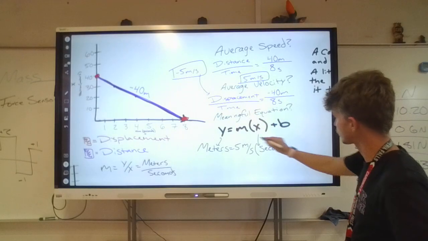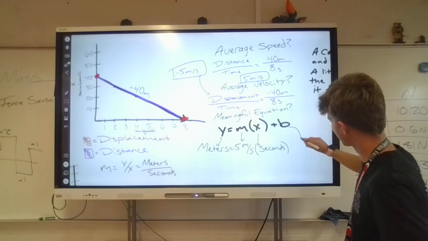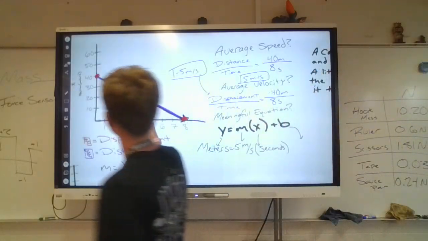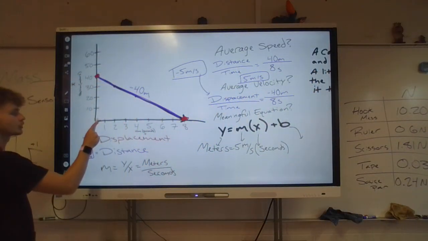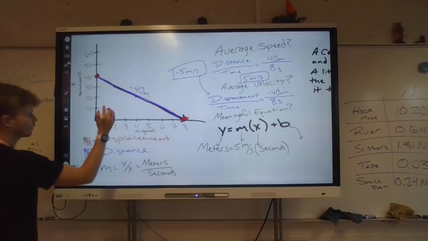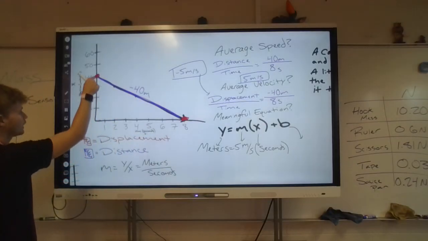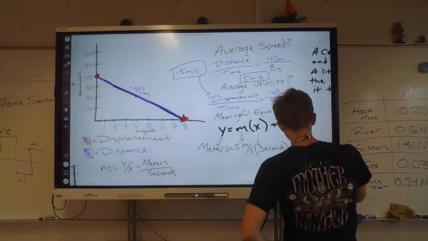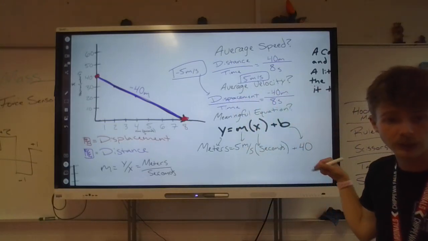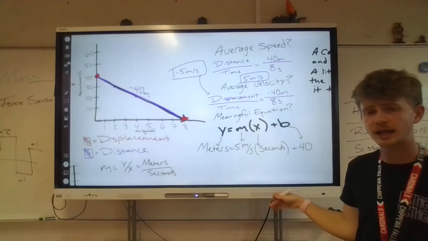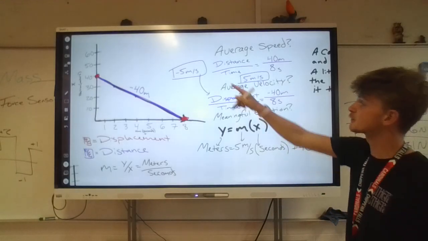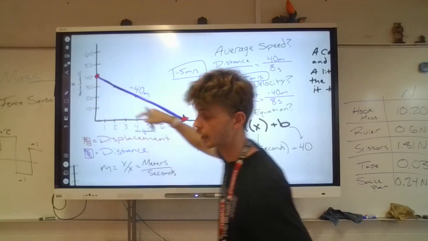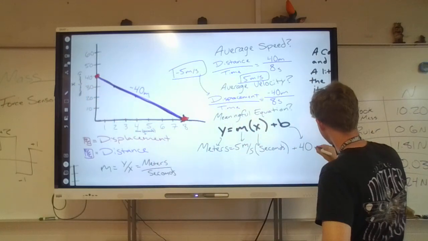Last but not least, what is your b value? Your b value is your y-intercept. Where did you start? Your y-intercept is when your x equals 0. So when my x-axis down here equals 0, what's my y? It's 40. And you have to be careful. I saw a lot of people making this mistake. A lot of people don't label the unit. It's 40 what? Is it 40 time? Is it 40 students? Since it's on the y-axis, this is going to be 40 meters.